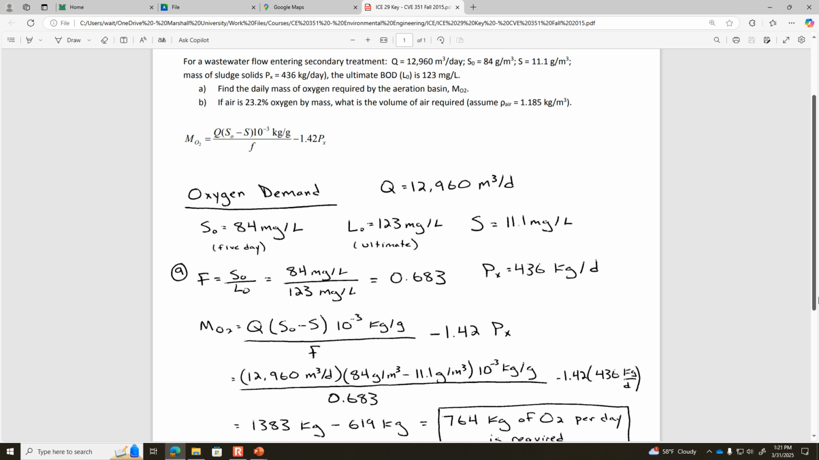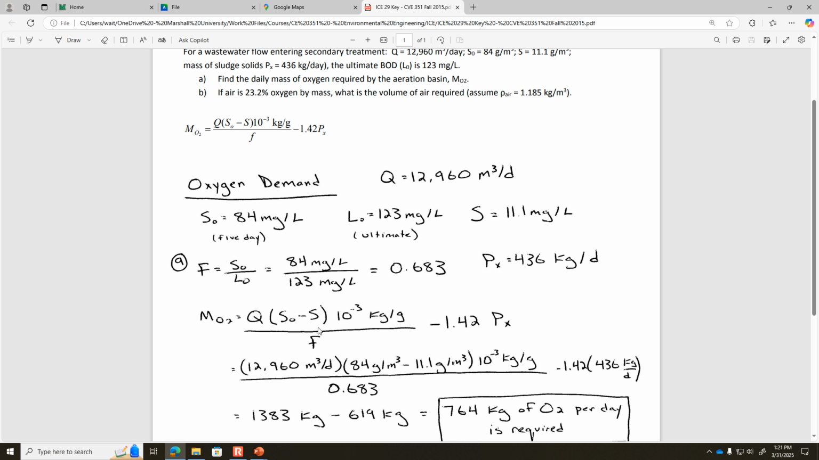So to find the mass of oxygen that's required, it's going to be the volumetric flow rate of the water going into the aeration basin, times the difference between the inflow and outflow BOD concentration, and then a conversion factor, because I want to know the mass of oxygen in kilograms per day, not just grams per day. So dividing by 1,000, or multiplying by 10 to the minus 3, divided by the correction factor F, and then subtracting out 1.42 times the sludge production.